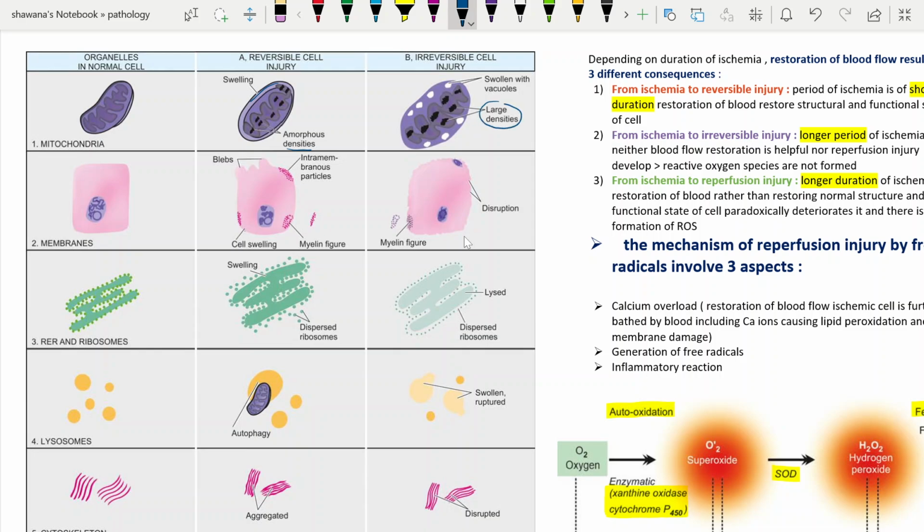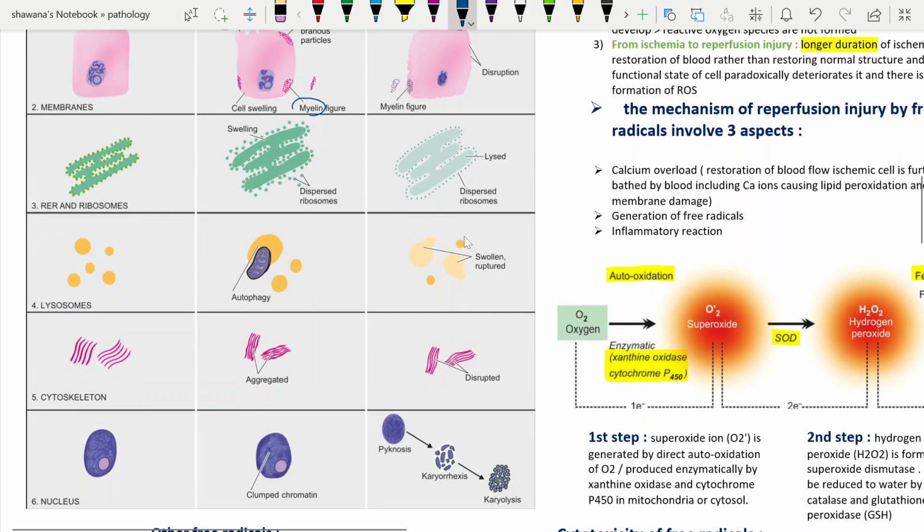Okay, the membrane changes cause, in the reversible stage, swelling of the cell. Myelin figures can be seen, and in the irreversible stage as well, myelin figures can be seen. For the rough endoplasmic reticulum, there are dispersed ribosomes, protein reduction, and swelling, and in the irreversible stage it becomes lysed, it is dissolved mainly. Lysosomes cause the autophagy of the cellular organelles.